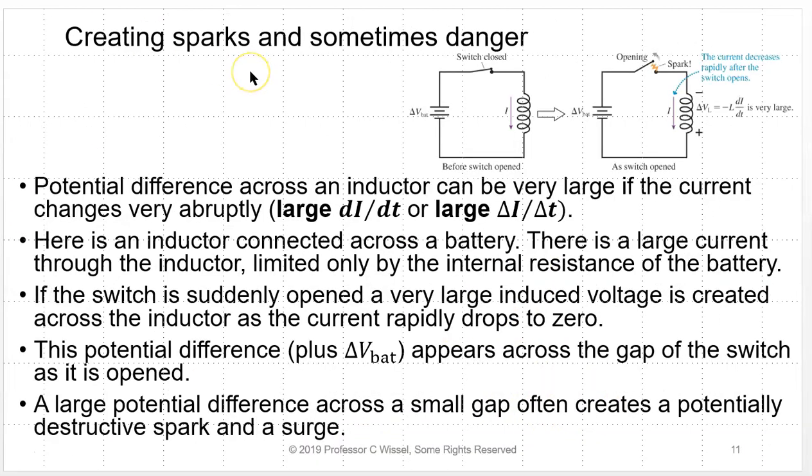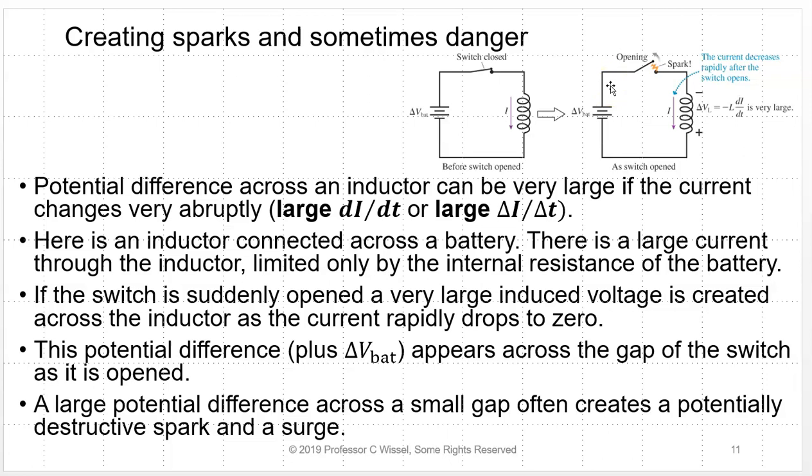Now, this can create sparks and sometimes real danger and even damage. You might have noticed something like this. If you unplug something, especially something that contains a motor, like a refrigerator or a compressor, you notice that there's a big spark when you do that. That's what you see, because a motor has coils in it. And when you try to change the current going through a coil, it fights you. So the potential difference across an inductor can be very large if the current changes very abruptly.